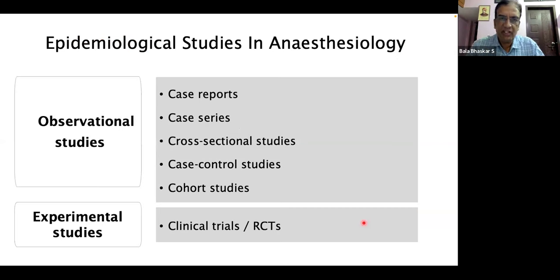So if I list out the actual types of epidemiological studies which can be undertaken, under the observational studies we have the case reports, case series, cross-sectional studies, case control studies, and the cohort studies. There are basically 3 plus 2, 5 types of studies here. Then under experimental studies, it is more commonly the randomized control trials which we speak about.